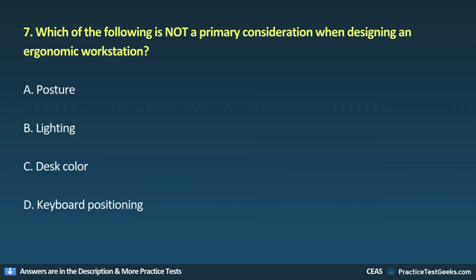7. Which of the following is not a primary consideration when designing an ergonomic workstation? A. Posture. B. Lighting. C. Desk color. D. Keyboard positioning.